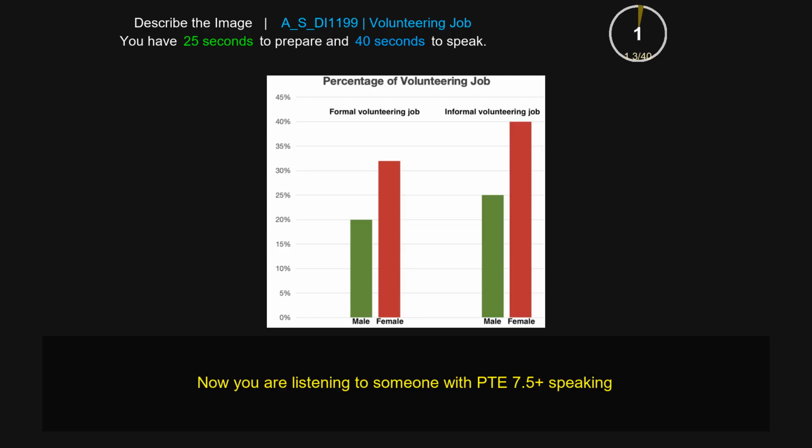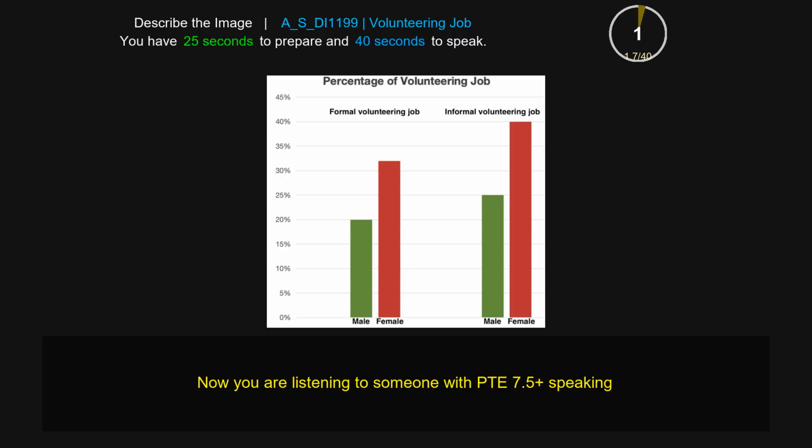The bar graph shows the percentage of volunteering job between male and female for two different categories, formal volunteering job and informal volunteering job. In the formal volunteering job, male is having very less, that is 20%, female is having 32%. In conclusion, we can say female is having 32%, which is greater than the male. In the informal volunteering job, female is having 40% and male is having 25%. Female is having higher than the male, which is around 40%. In conclusion, we can say female is having both formal and informal voluntary job higher than the male.